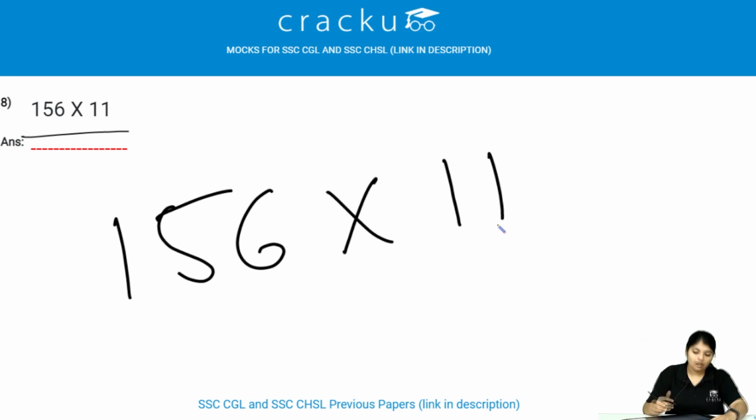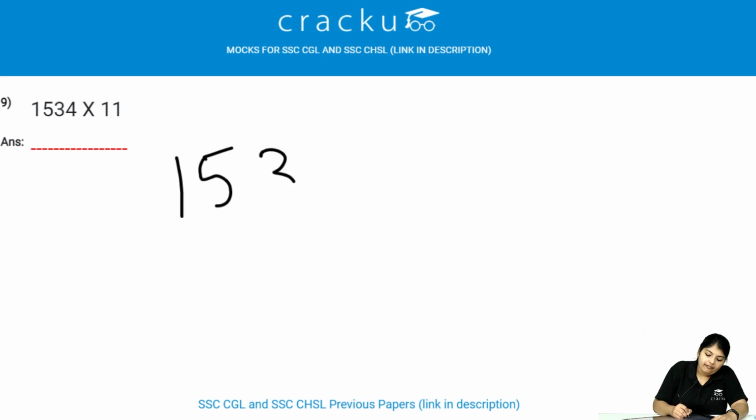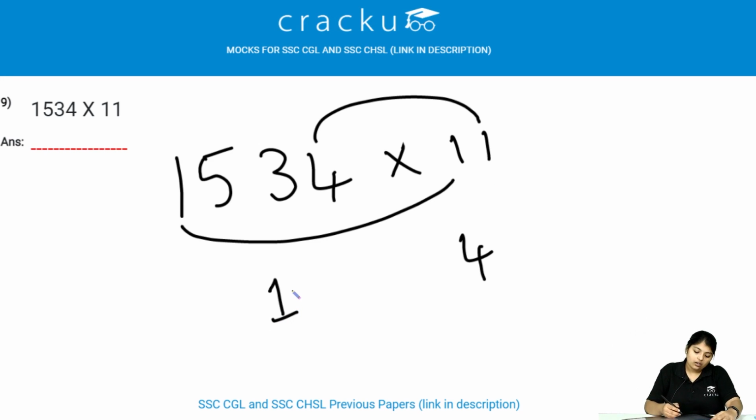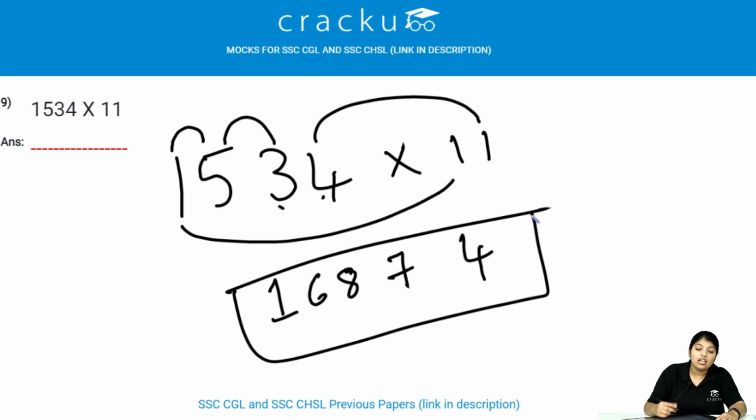Okay. We have seen 2-digit multiplication and 3-digit multiplication. Now we will see 4-digit multiplication. 1534 into 11. So 4 ones is 4 in the units place and 1 ones is 1 at the start. Now add these numbers. 5 plus 1 is 6, 5 plus 3 is 8 and 4 plus 3 is 7. Therefore, the answer is 16874.